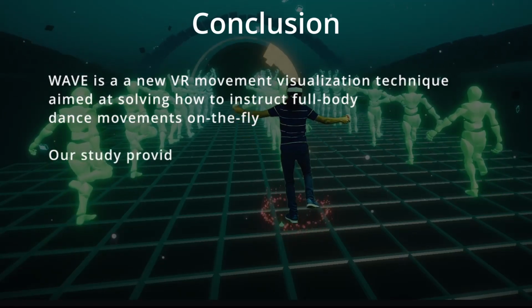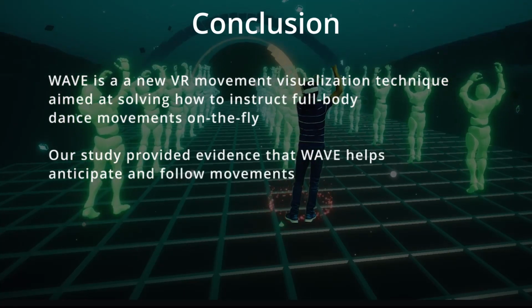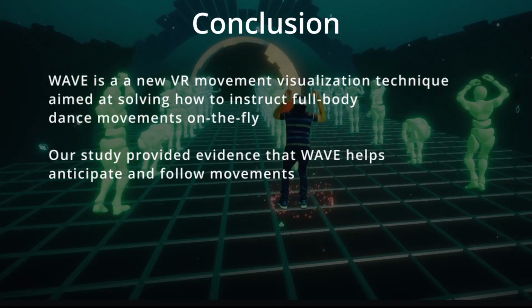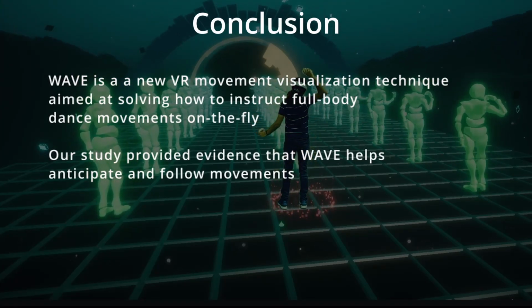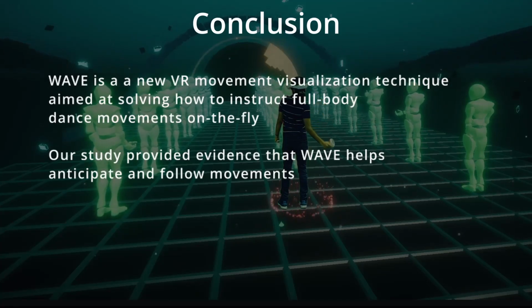Our study comparing Wave against the baseline provided evidence that Wave helped users anticipate upcoming movements and perform choreography more accurately, particularly in terms of more closely matching the direction of head and hands movements as choreographed.